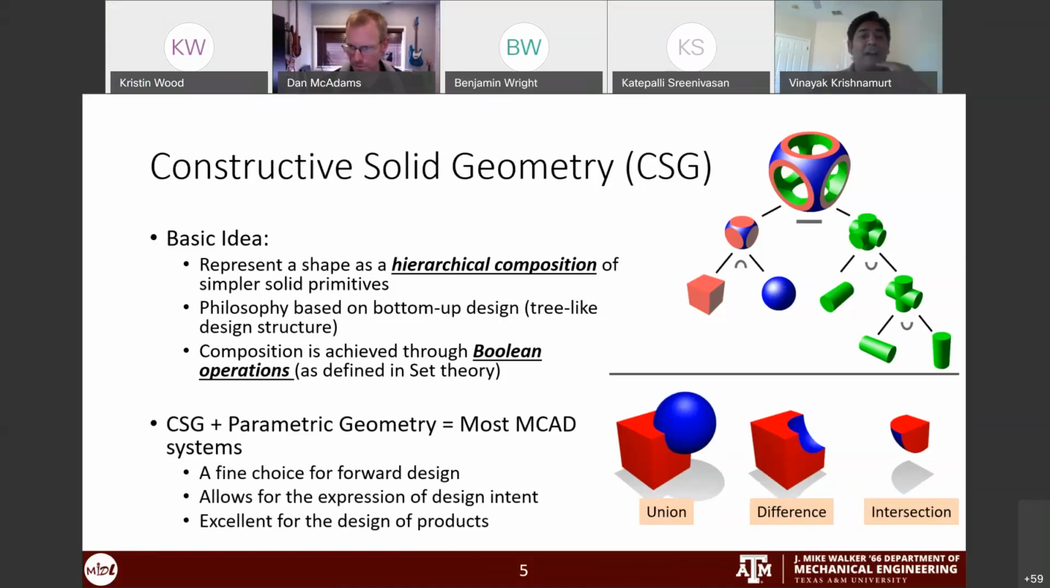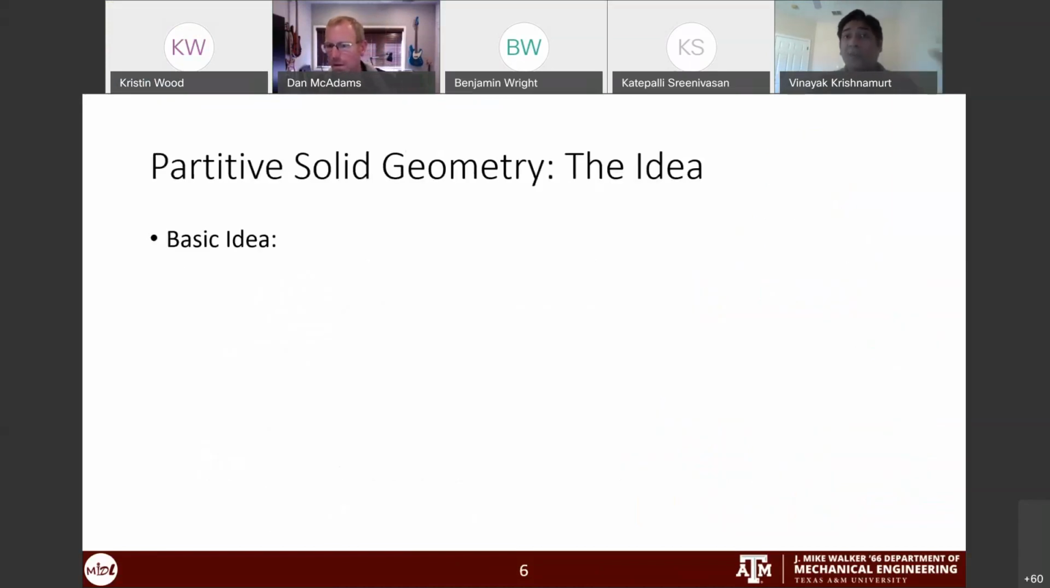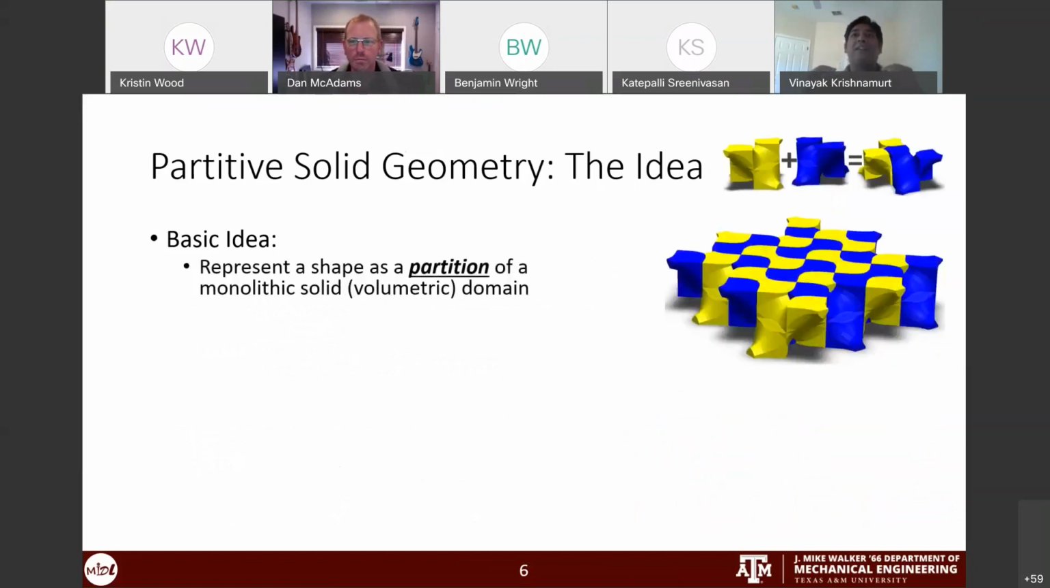Now, I have been thinking about the generative design aspect of the workflow, right? So from there, at least just to set the stage for you, the basic idea for partitive solid geometry is to actually not look at the system from bottom up, but rather top down. So suppose you have a volume.